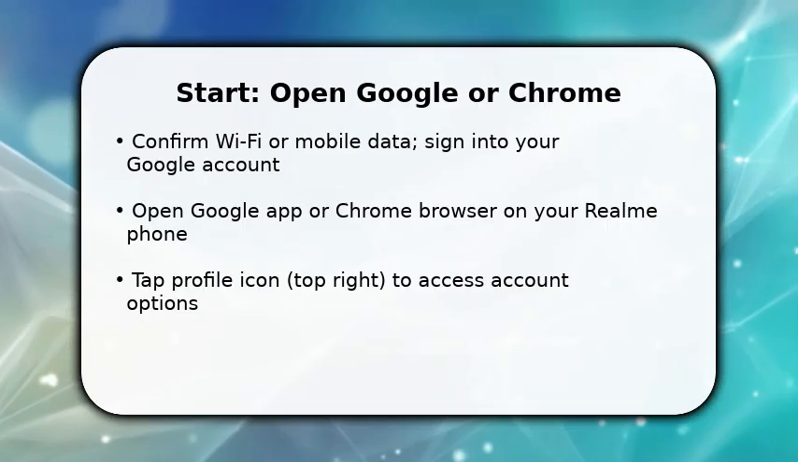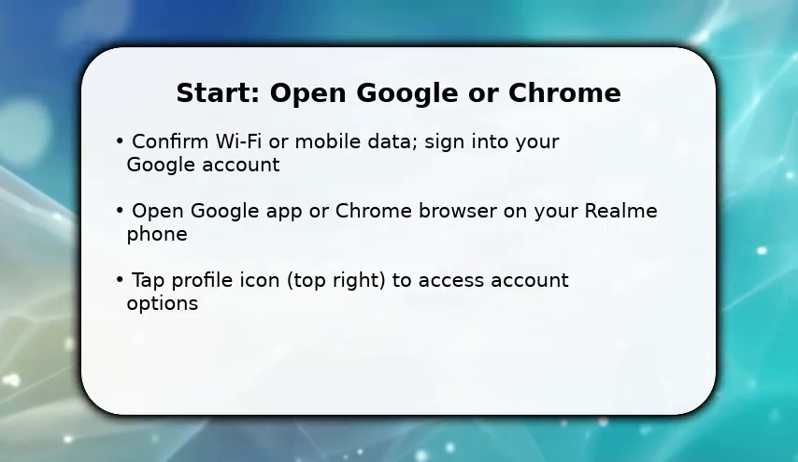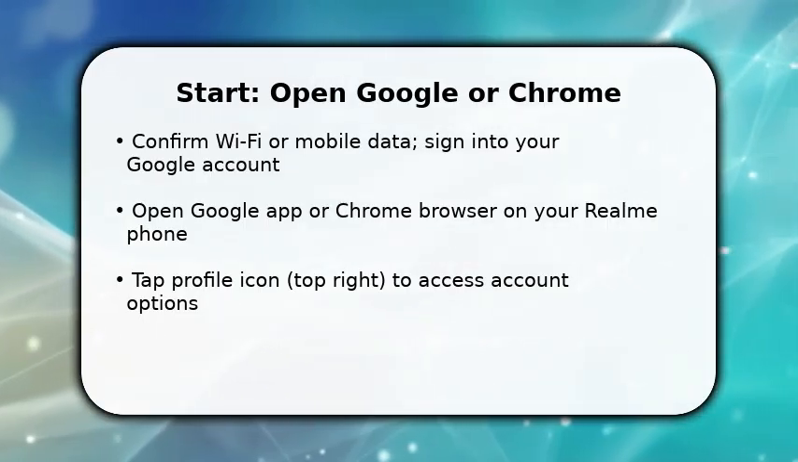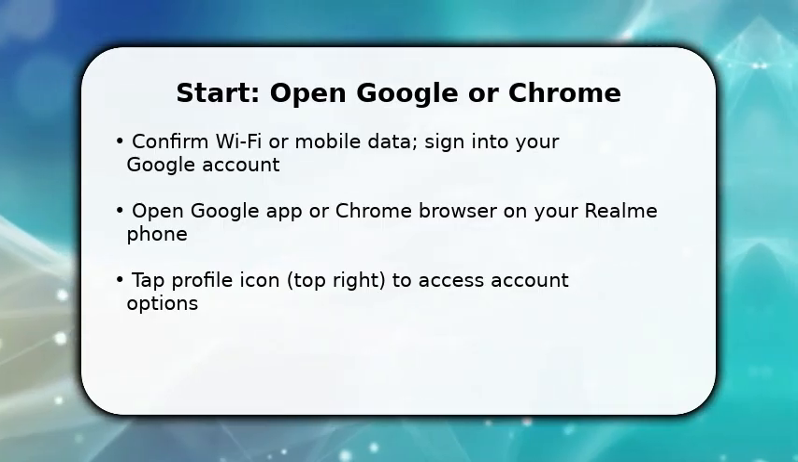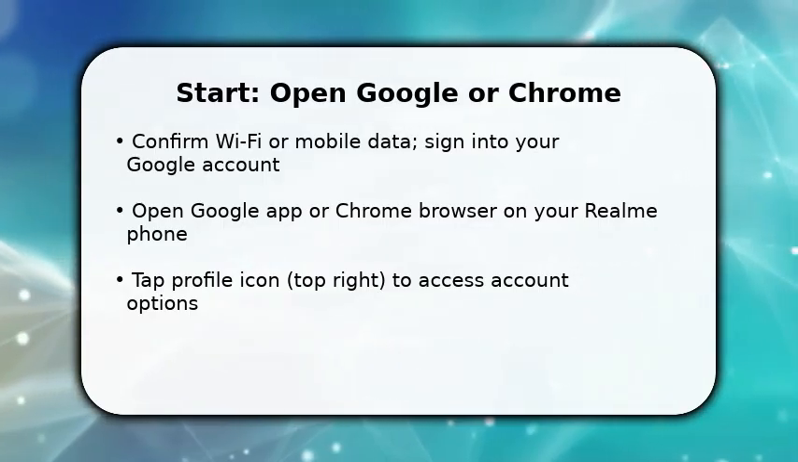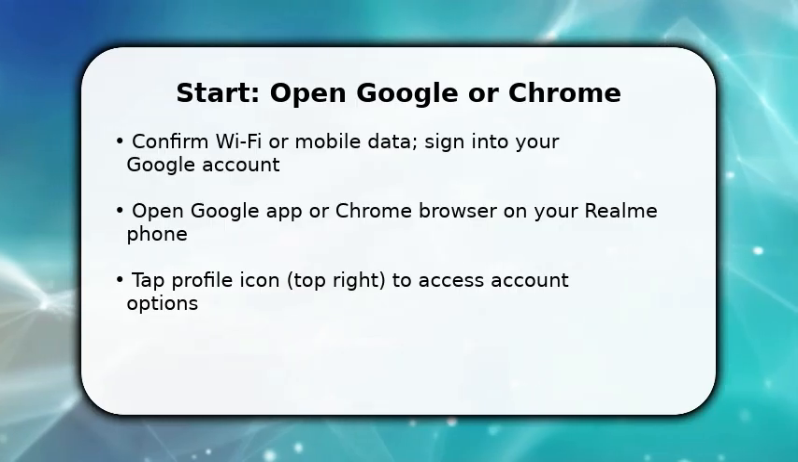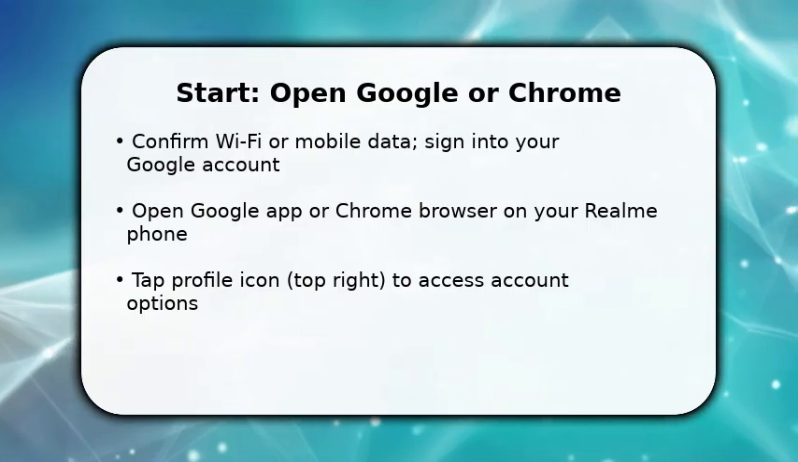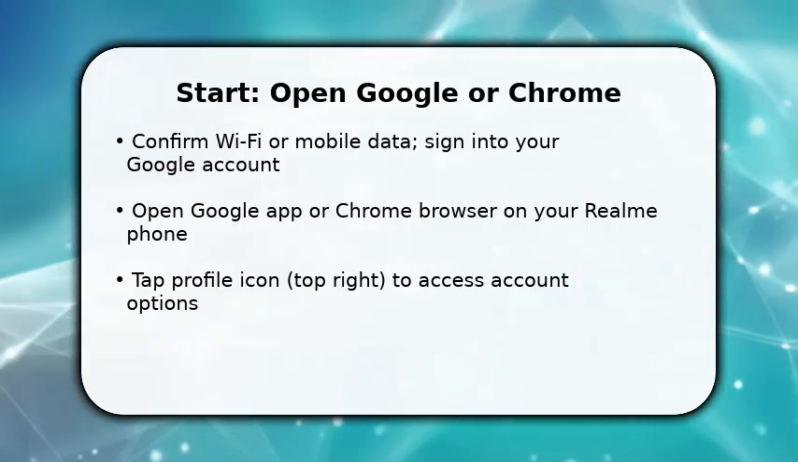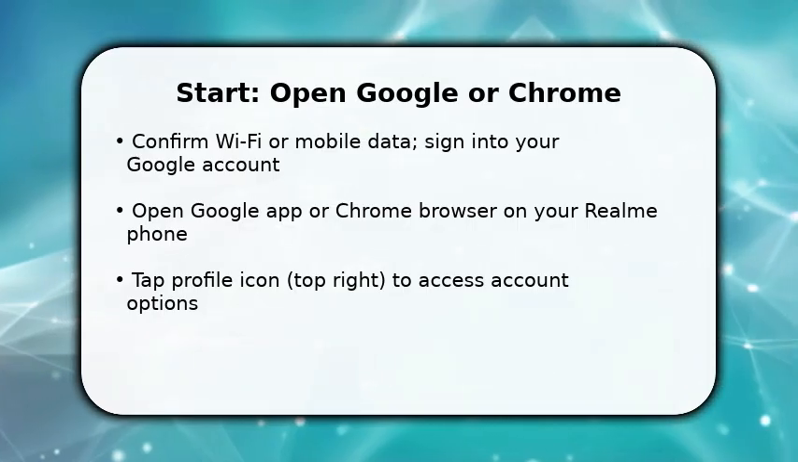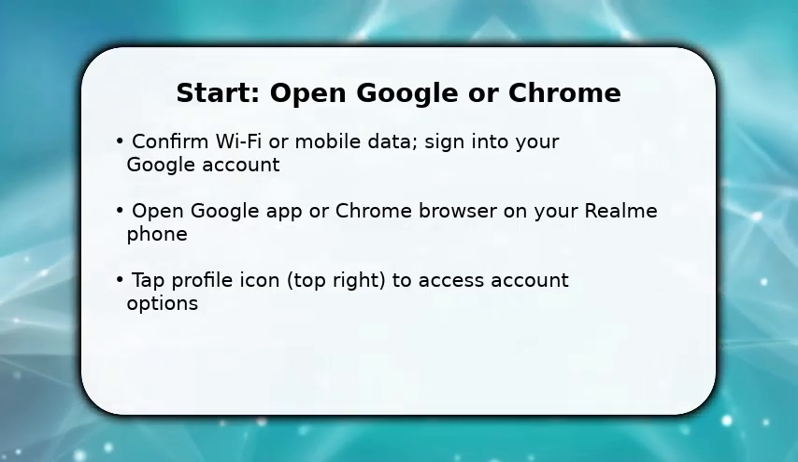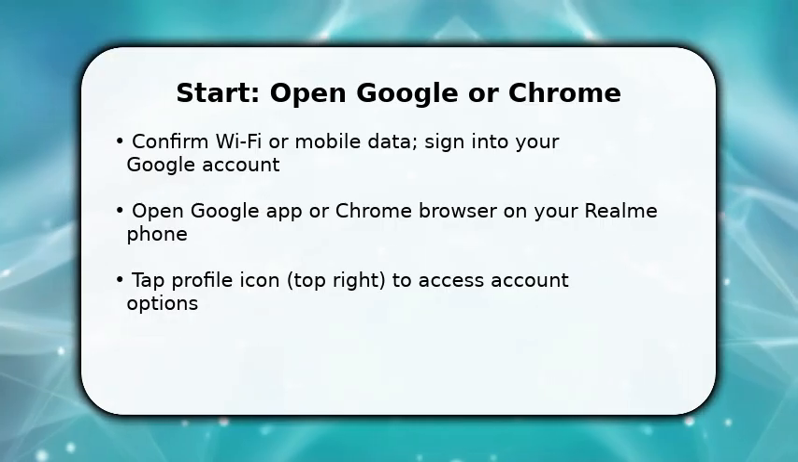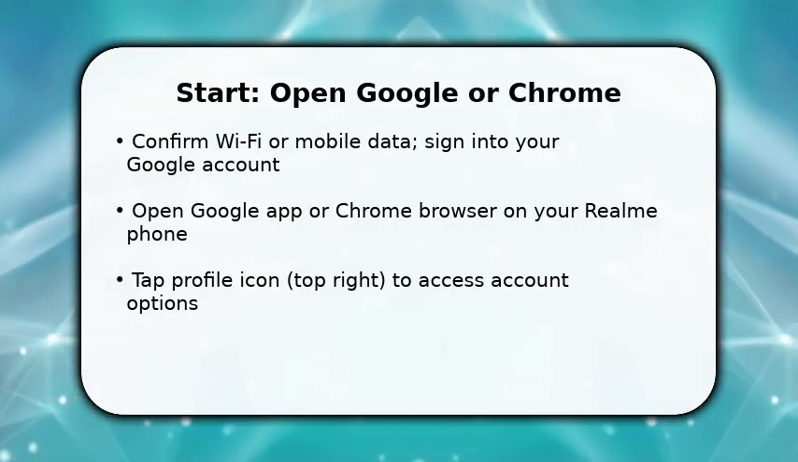You begin by opening the Google app or Chrome on your Realme and making sure you're signed into the correct Google account. This ensures you delete the right history. Once you tap your profile icon, choose Search History or Manage your Google account, because the deletion controls live in My Activity. Make sure network sync is allowed so changes apply to your cloud record. Now you're ready to move into the Activity Manager and choose items to remove.